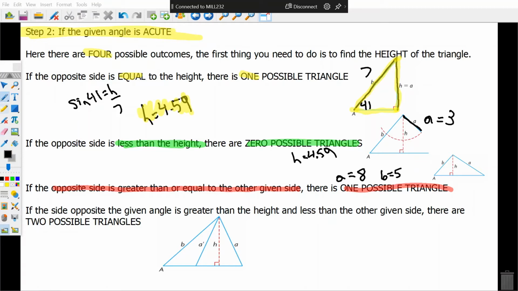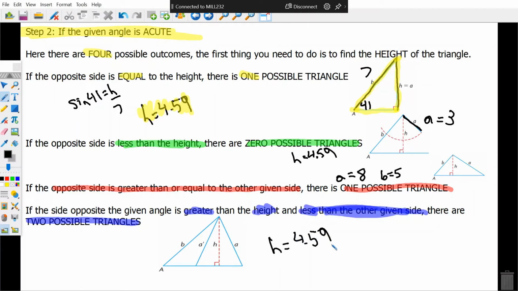The final possibility, and this is the one that sometimes students have trouble with, if the side opposite the given angle is greater than the height and less than the other given side, there are 2 possible triangles. Once again, if the side opposite the given angle is greater than the height, but less than the other given side, there are 2 possible triangles. So in our case, we said the height was 4.59.